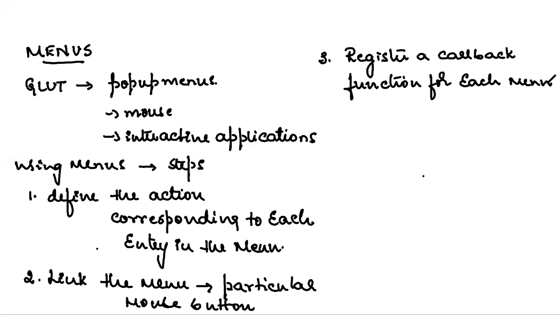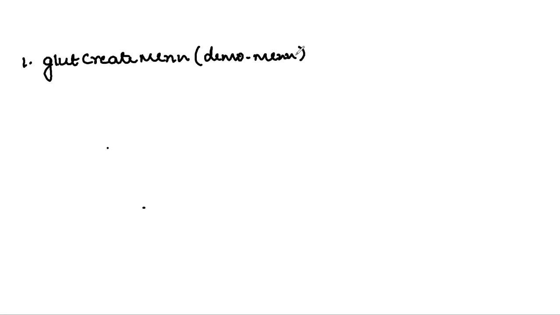Now let us see which are the different functions available in order to generate this menu. The first one we have is glutCreateMenu, and this will take a function. That means you need a function here. So I'm writing the first function, glutCreateMenu, with an argument as some function name, which I've called demo_menu.